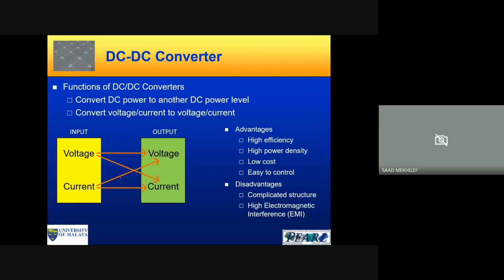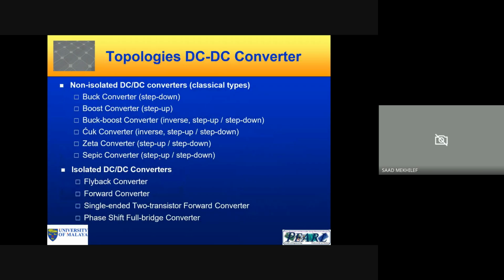So sometimes we have DC-DC converters between the PV and the inverter, and these DC-DC converters actually play a role in regulating the voltage level. But they can also add cost, some losses, and EMI interference. There are a number of DC-DC converters that can be used in photovoltaic systems, starting from a buck converter, boost, buck-boost, Cuk, Zeta, SEPIC converters.